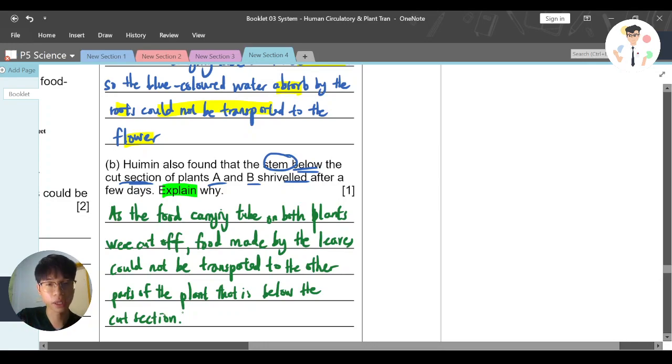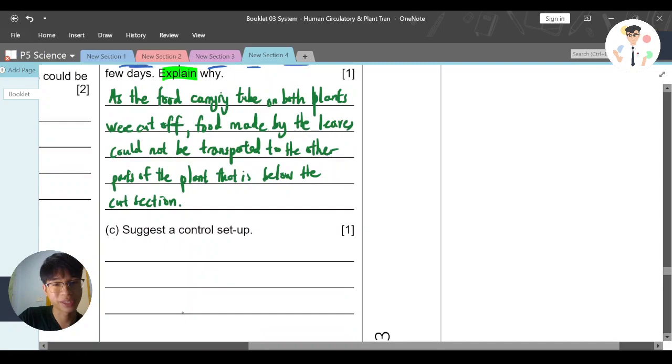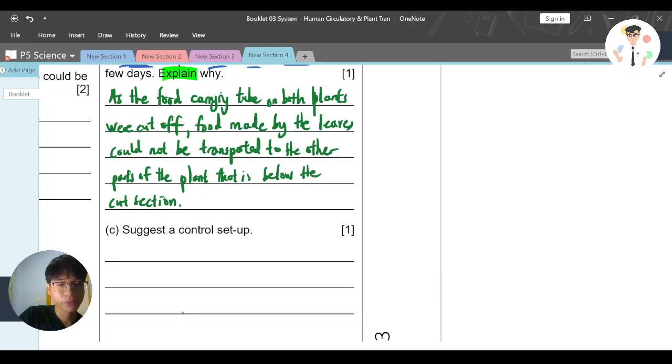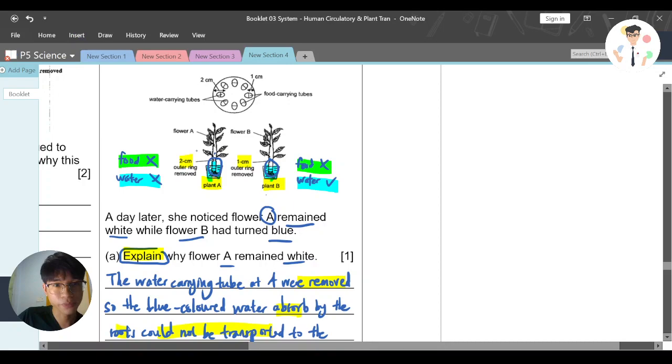Okay, so simple, clear. And next, C, suggest a control setup. Basically, a control setup is something that you are able to compare, and it's a bit more fair when you compare. Now again, I have one that is without both, without water and without food. Then it will be the best.